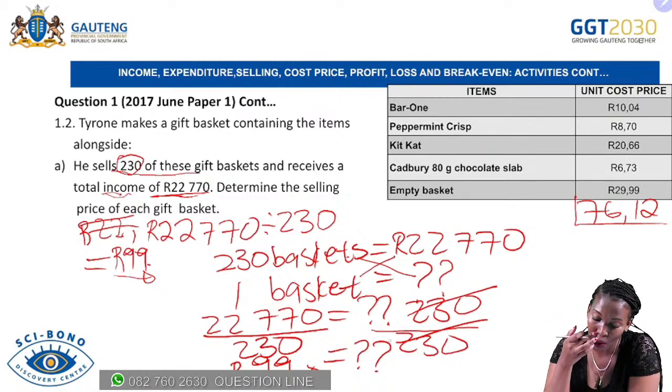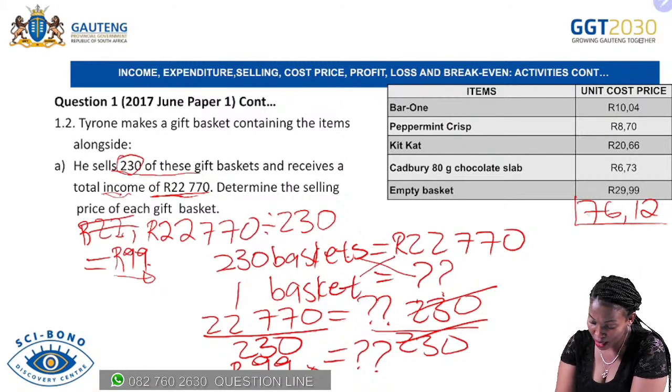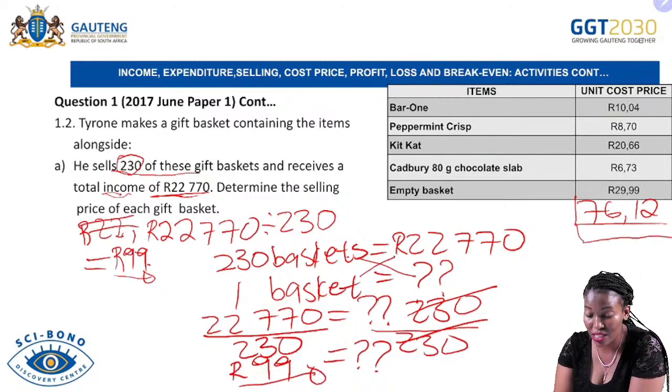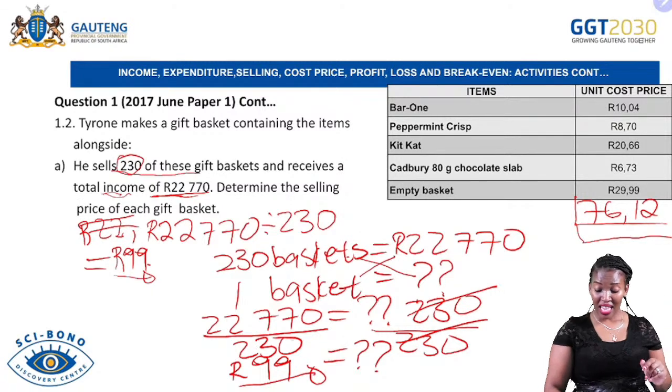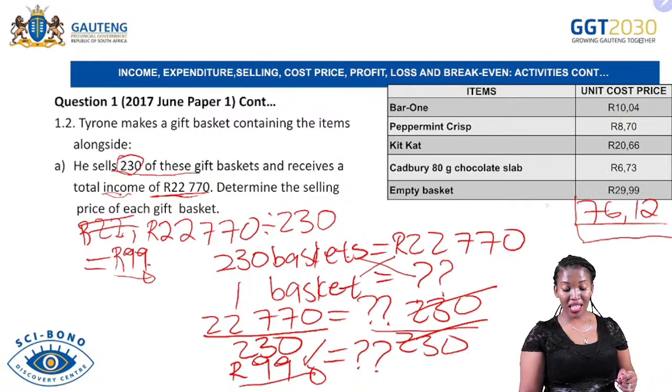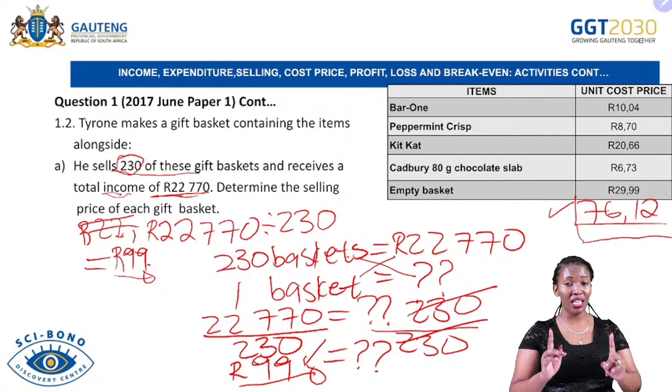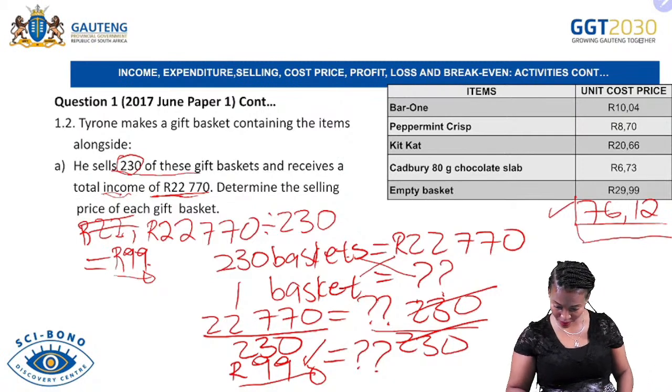And then remember, what was his cost price? His cost price was 76 Rand 12 cents for one basket. And then he's selling it for 99 Rands. I'm just happy that his income is more than his expenses. So it means that his business is definitely making a profit.